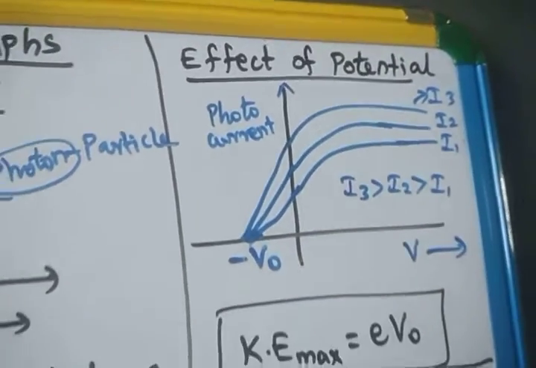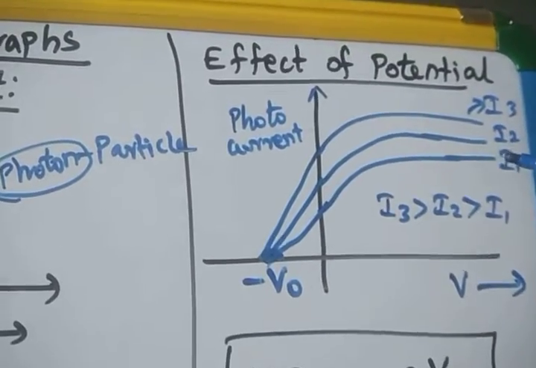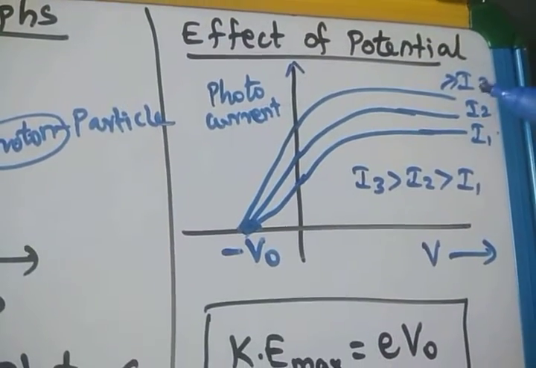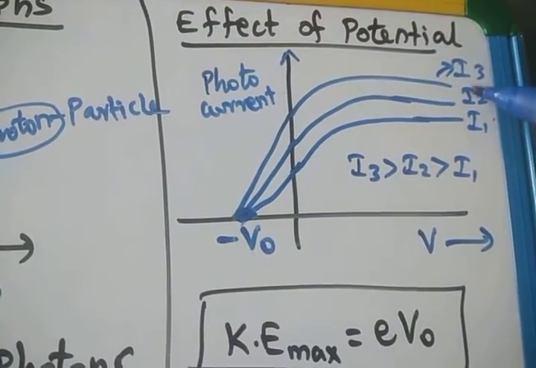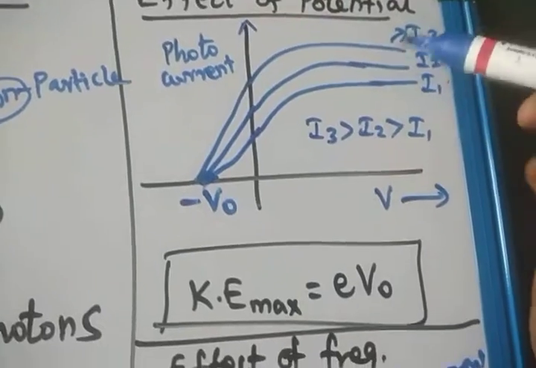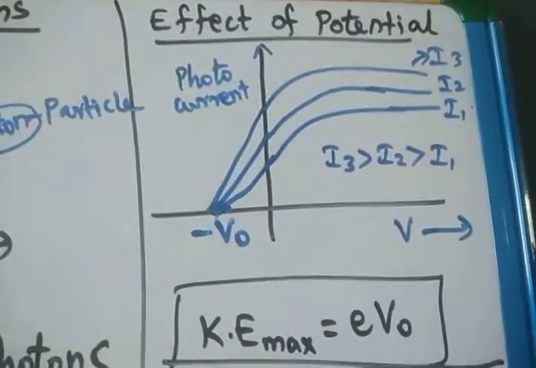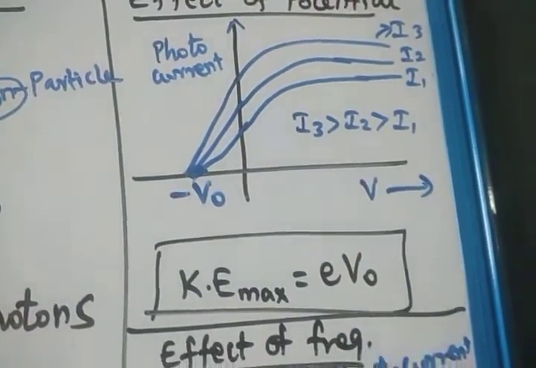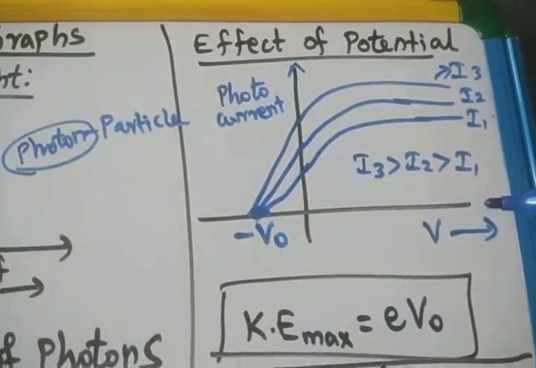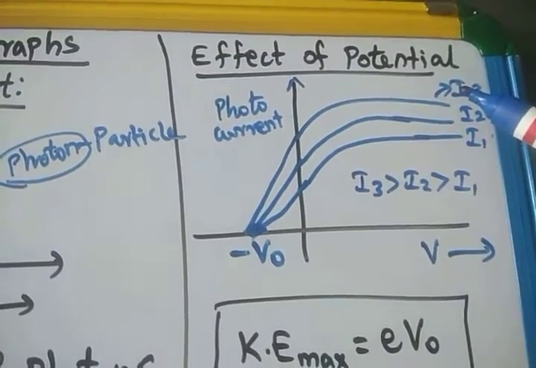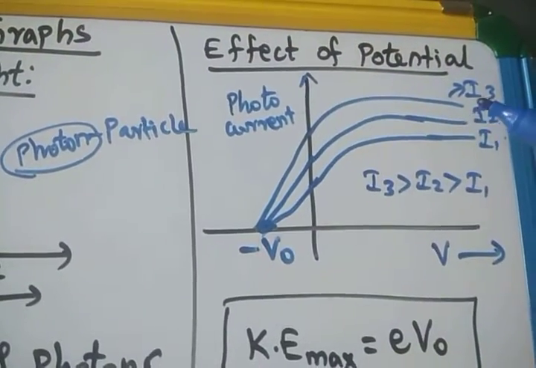Then the effect of potential, that is the stopping potential. I will take the same ultraviolet light with different intensities, intensity 1, intensity 2 and intensity 3. Intensity 3 is bigger than intensity 2. So gradually I will increase the intensity of the light. Whenever the high intensity light falls on it, what will happen? More photons are emitted.